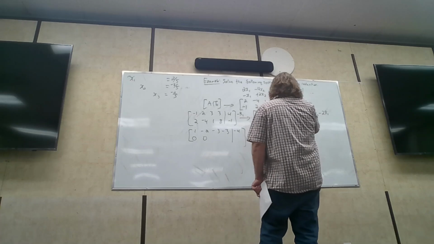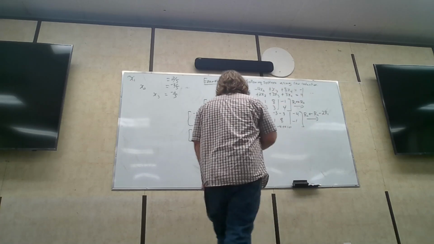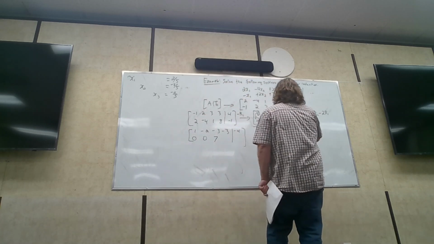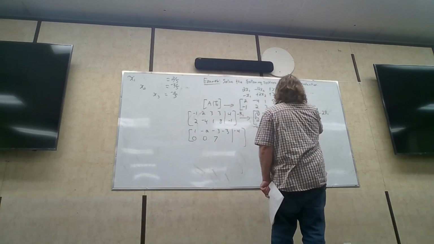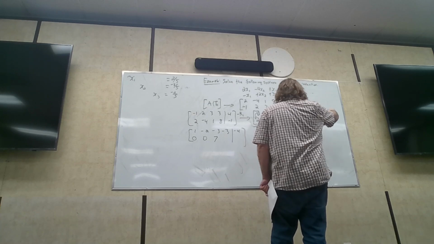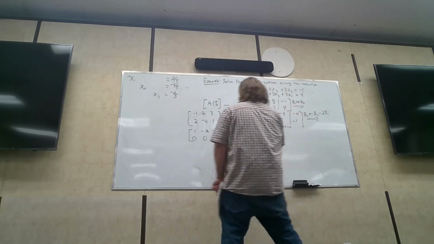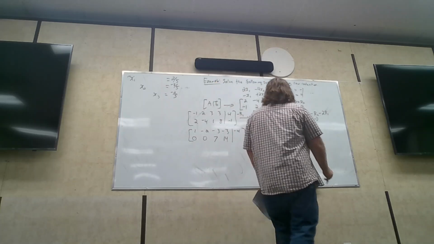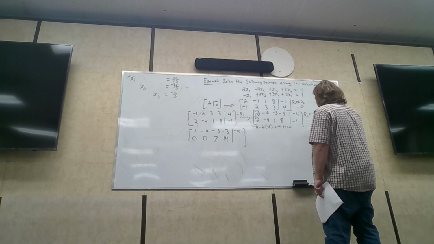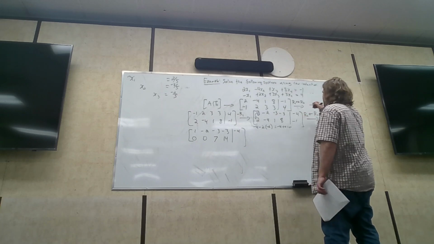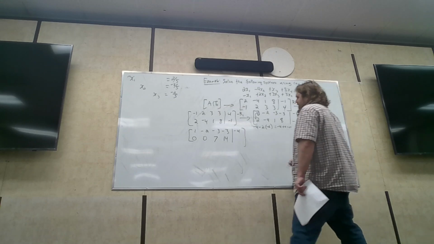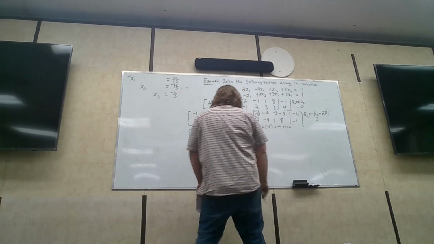1 minus 2 times minus 3 is 6, so this becomes a 7. 8 minus 2 times 3 is 6. So 8 plus 6 is 14. And then here, minus 1 minus 2 times minus 4. So this becomes minus 1 plus 8, which is 7.